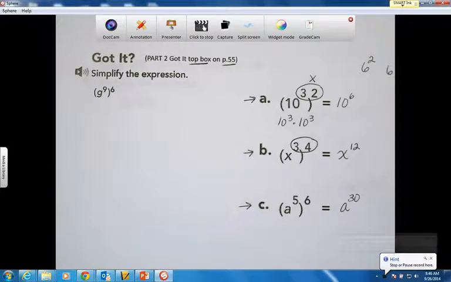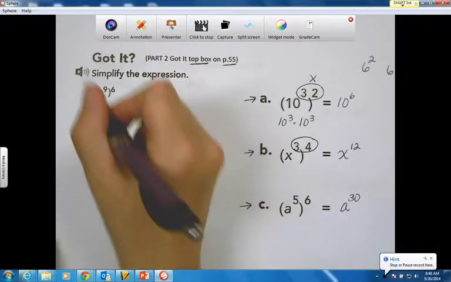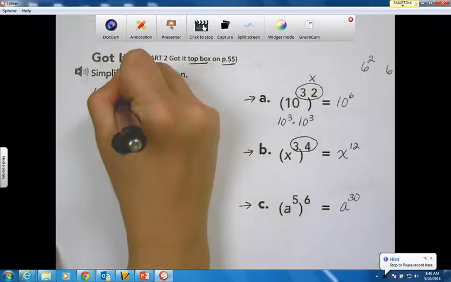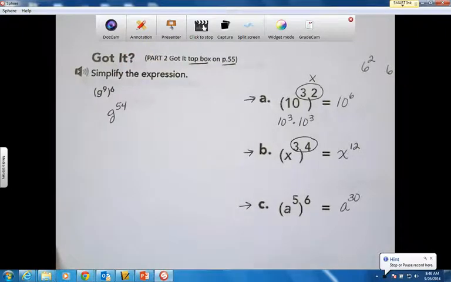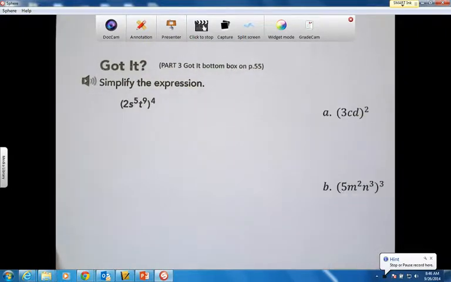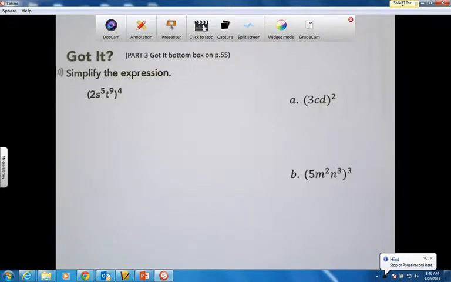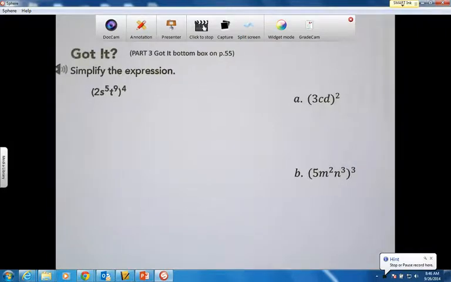All right, so let's make it a little bigger. And really, each of these rules by themselves is not that bad. It's when I start putting it all together that it gets hard. So that's why we want to make sure we know every rule that I'm teaching you guys. All right, so this should be in the bottom box on page 55.